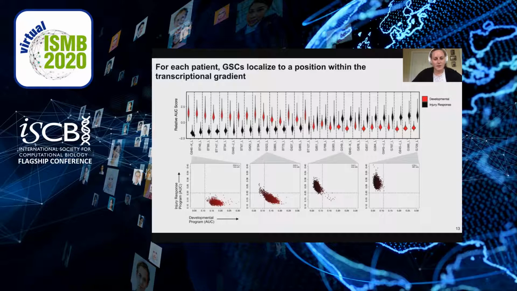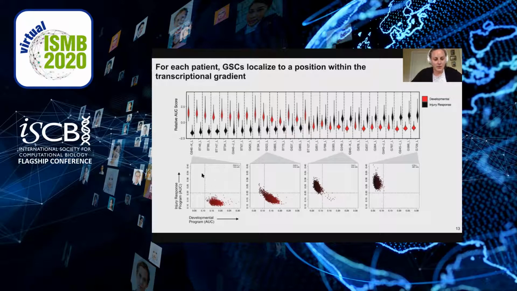you can see that there are patients that fall along this scale of the gradient. So some patients are very high for the developmental subtype, very low for the injury response, and vice versa. And then in the middle here, we have these samples where they have a mix of both subtypes.